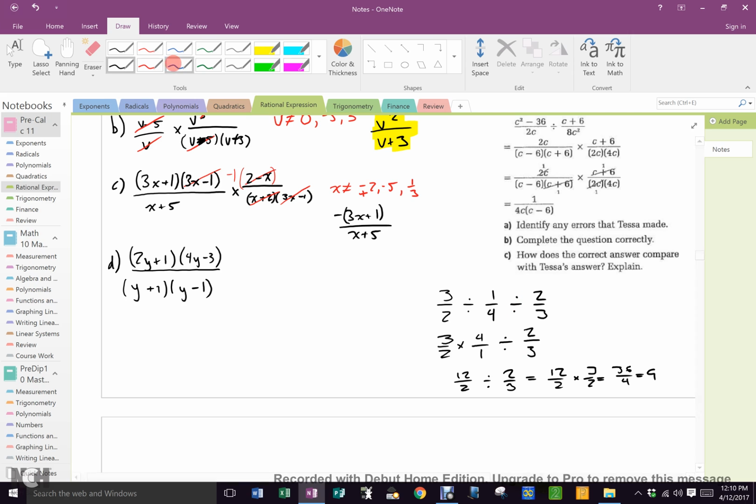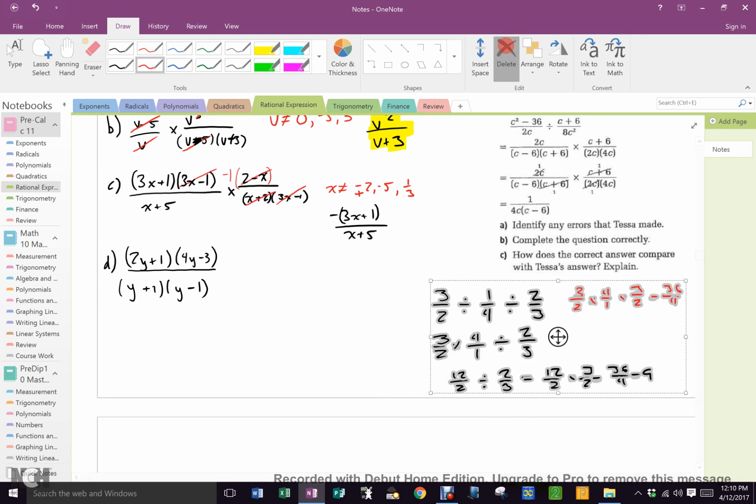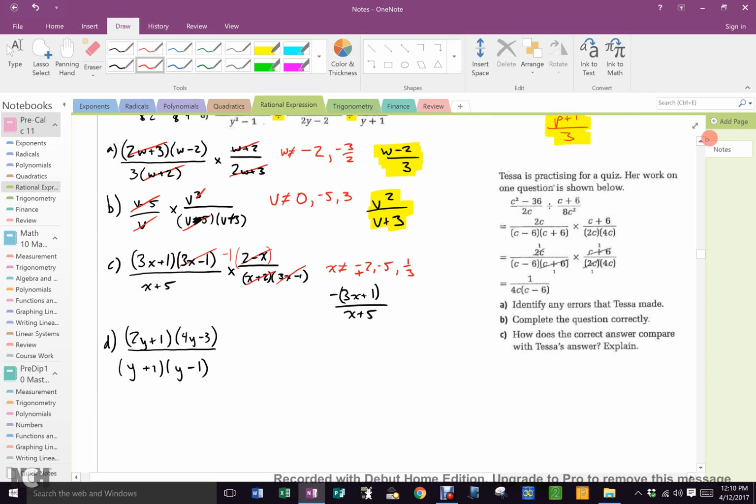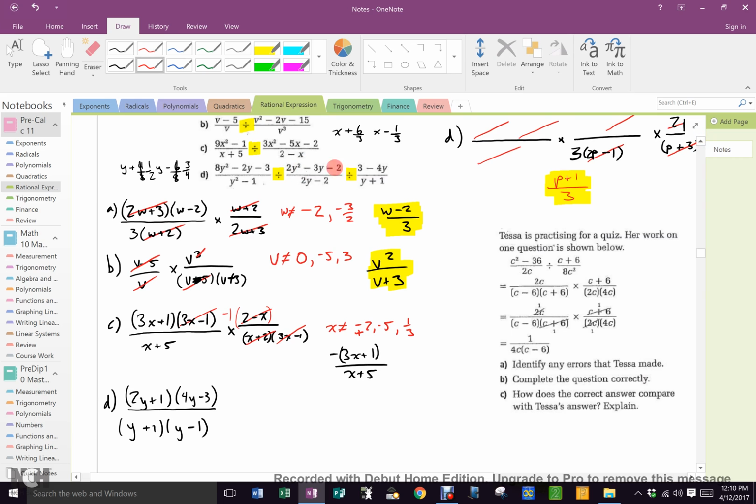So come back to here and watch what happens if I just flip them both. 3 over 2 times 4 over 1 times 3 over 2. 3 times 4 times 3 is 36. 2 times 1 times 2 is 4. I get the same answer. So I can go ahead and flip them. So we are working here. So we are going to flip these.